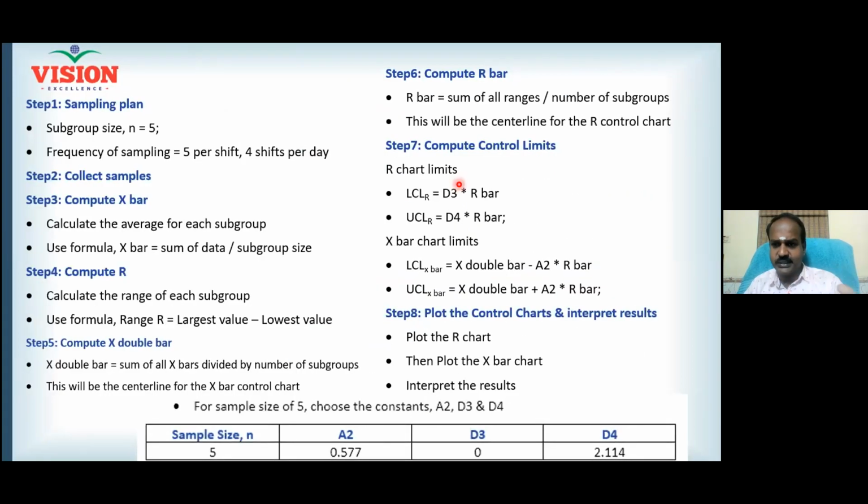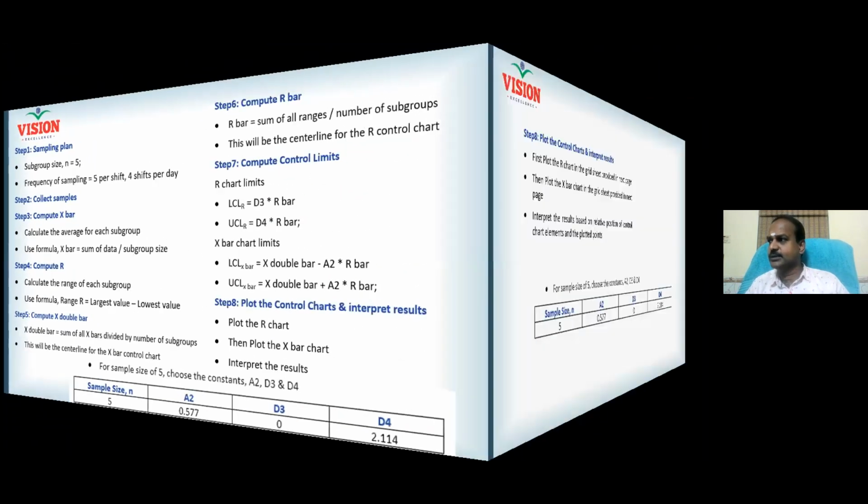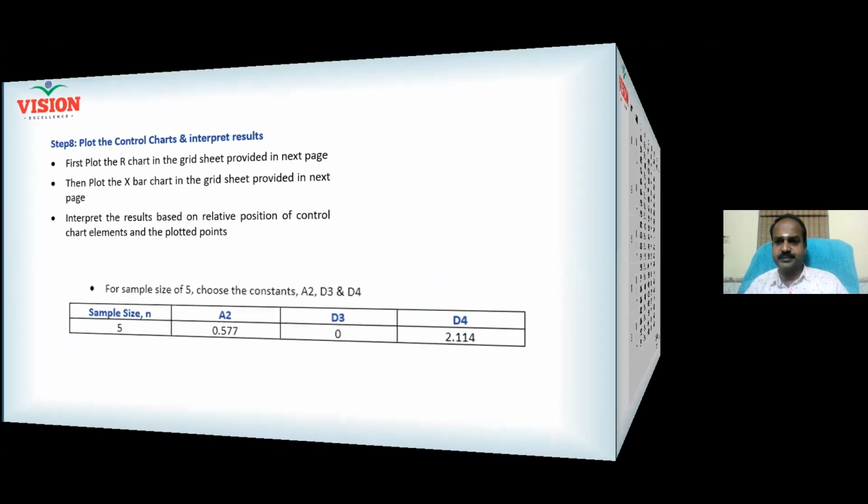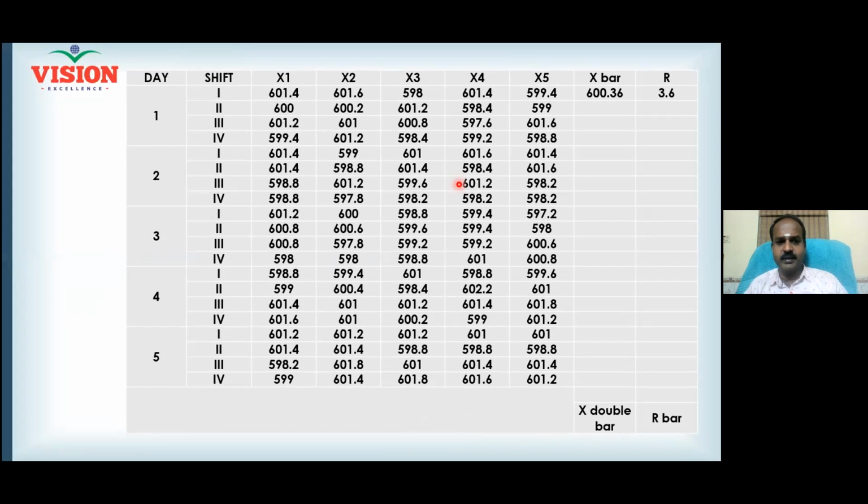So there is a certain procedure. Don't worry about the calculations. I'll tell you how to plot. Right, see here. Shift number 1, there are 5 data. What is this X bar? X bar is the average of the 5. Can you calculate the average of 5? Is it easier? Yes, sir. Yes. Add all the 5, divide by 5.